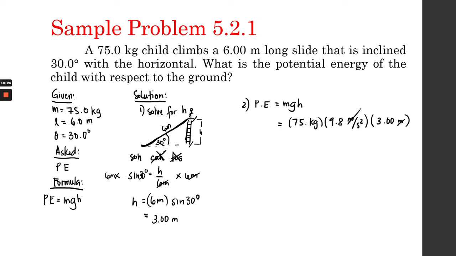Kilogram per second squared is also a measurement of joules. And just use your calculator to solve this. This gives us 2,205 kilogram per second squared, or 2,205 joules. So that's how we are going to solve for the gravitational potential energy. I hope it's clear. If it's not clear, I hope you guys message me so I can explain it more.